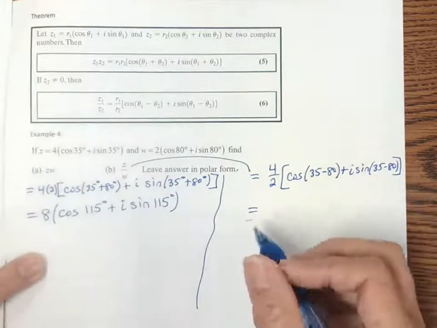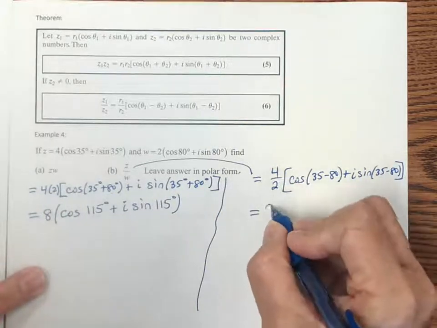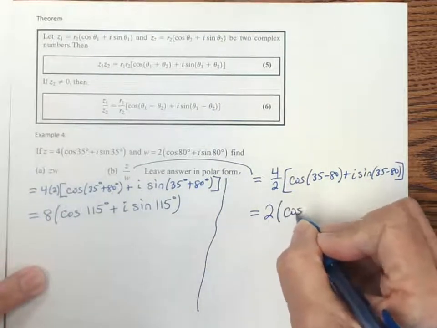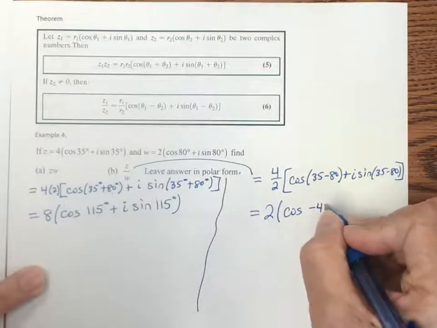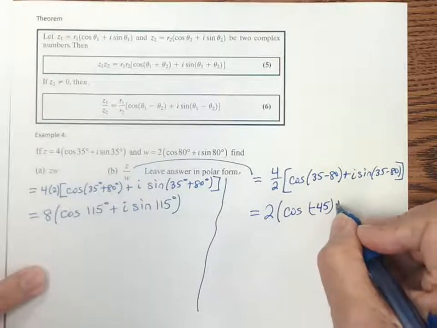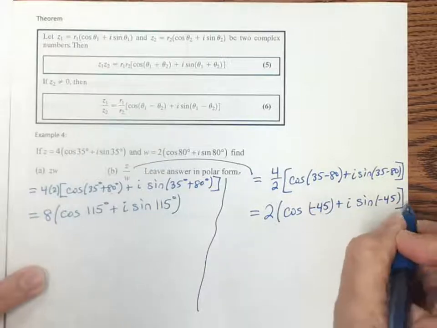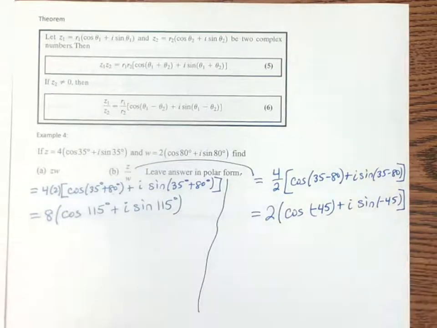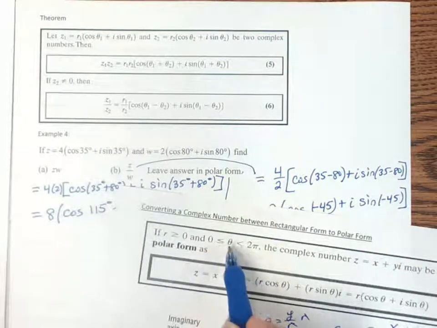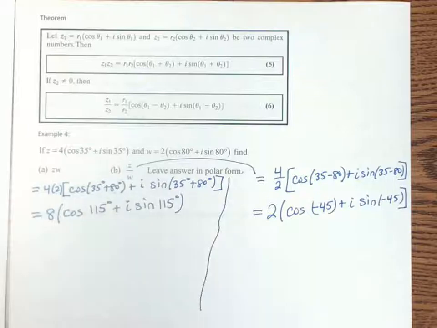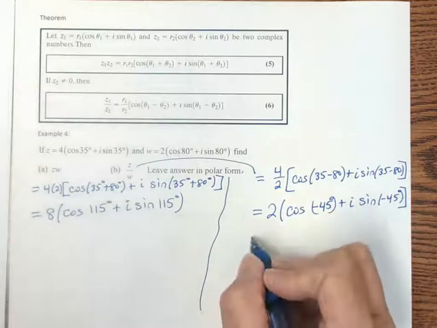Okay, and we want to simplify this. We are told we're going to be leaving it in polar form, so that's great. So 4 divided by 2 is 2 times the cosine of 35 minus 80, which gives me negative 45, plus I times the sine of negative 45. That's all well and good. However, keep in mind our angle has to be between 0 and 2 pi. So these angles of negative 45 degrees, I need to convert.